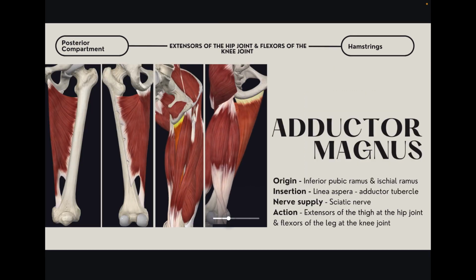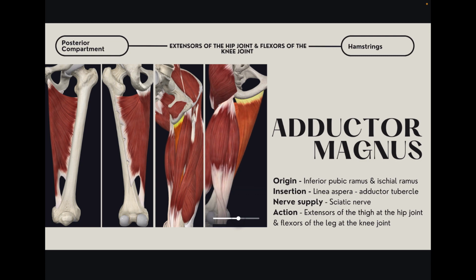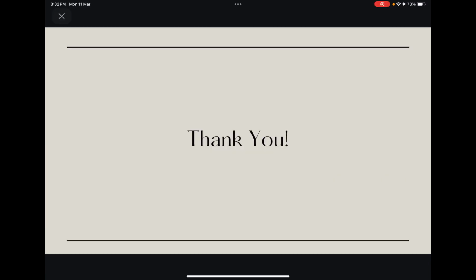The last muscle we'll be covering is the adductor magnus, which we previously covered in the adductor or medial compartment. The only difference between the adductor compartment part and the ischial part is their movement, their insertion, and obviously their nerve supply. They both have the same origin. They're both coming from the inferior pubic ramus and the ischial ramus, as it is one muscle, but the part that is inserting to the linea aspera is the part that will adduct, supplied by the obturator nerve, and then the part that is inserted into the adductor tubercle, so a little bit more inferior, supplied by the sciatic nerve, is the part of the posterior compartment or the ischial part. This is the muscle that will extend the thigh at the hip joint and flex the leg at the knee. Thank you so much for watching.